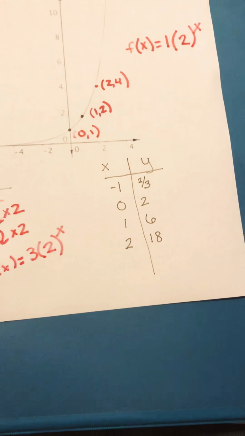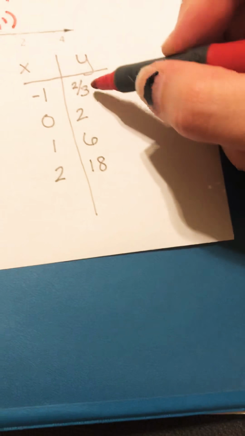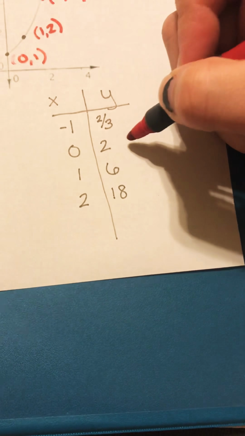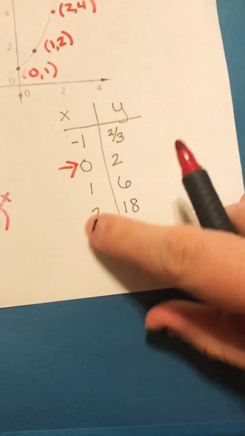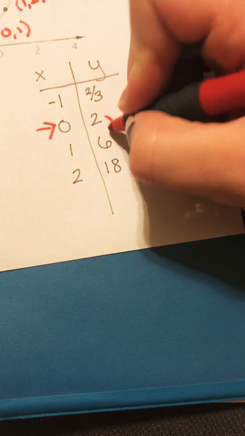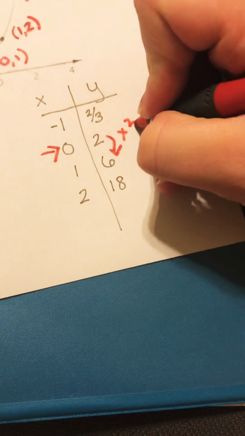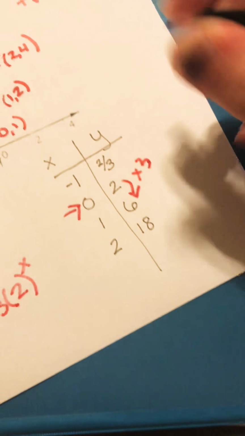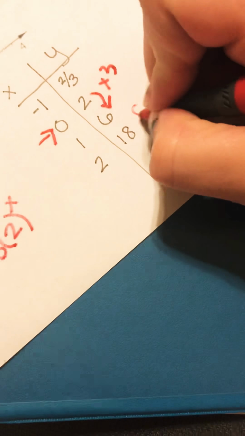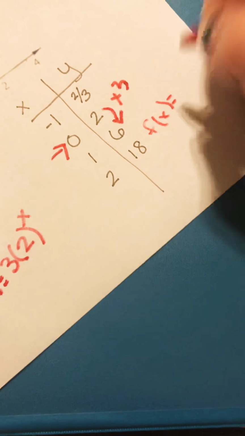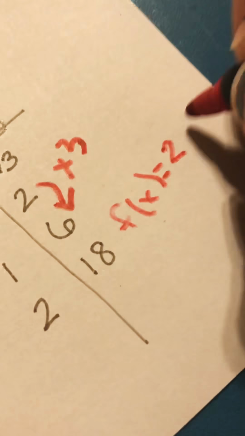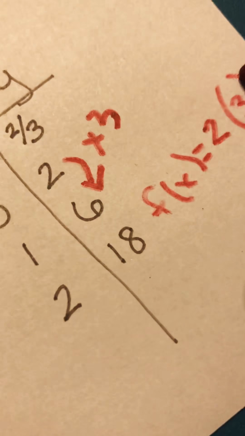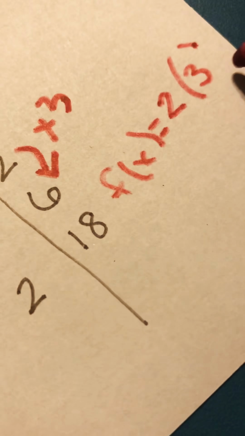Same with this table. We look for our starting value. Remember, it's when x is 0, so it's at the point (0, 2). And we find what our multiplier is. So we're multiplying by 3. So our equation, f of x equals our starting value of 2 times 3 to the x.